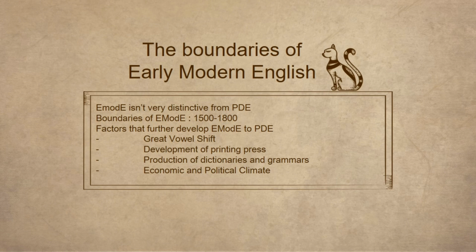However, there are factors that we can conclude further developed early modern English into present-day English. There are 4 factors. The first one is the Great Vowel Shift. The second one is the development of the printing press. The third one is the production of dictionaries and grammars, and the last one is the economic and political climate.